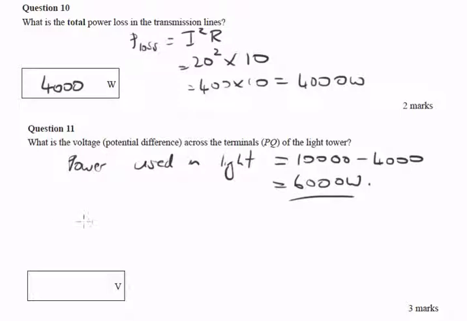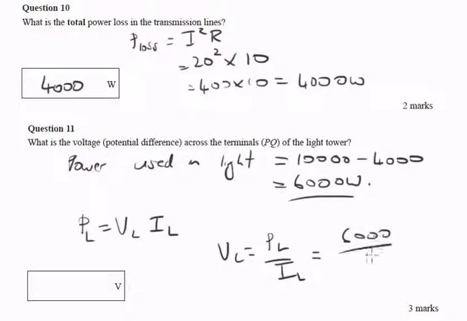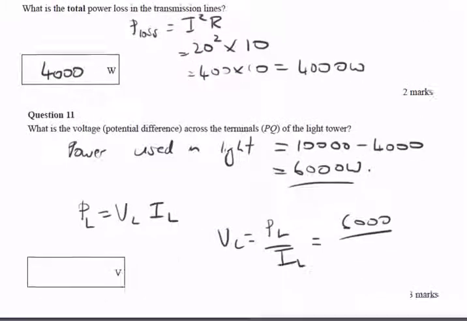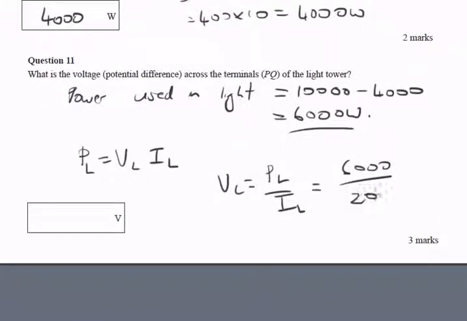6,000 watts. So now I've got the power in the lights, that equals the voltage across the lights times the current in the lights. We're asked to find the voltage, so voltage equals, divide both sides by I, 6,000 divided by, what's the current again? Can't remember. 20 amps. And 6,000 divided by 20 is 300 volts.